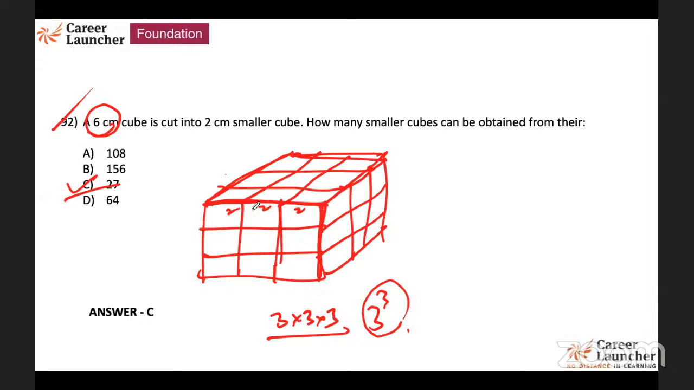So I'm cutting it in 2 everywhere. So that means I can cut this 3 times. In all sides I can cut 3 times. So therefore the total number of cubes I'll get is 3 into 3 into 3. That's the reason why it is 27.